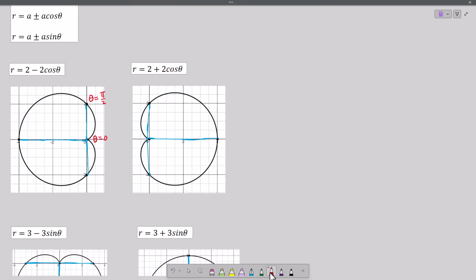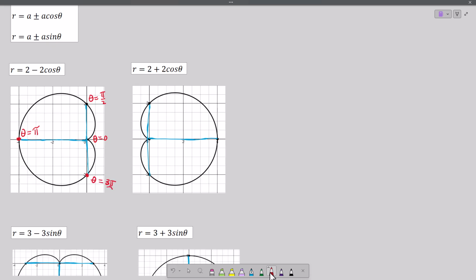Rotate over to pi. So now we're thinking about going in the pi direction. Plug in pi. Cosine of pi is -1. -1 times -2 is 2. 2 plus 2 is 4. So we plot 4 units away from the origin in the pi direction. So that corresponds to theta equals pi.